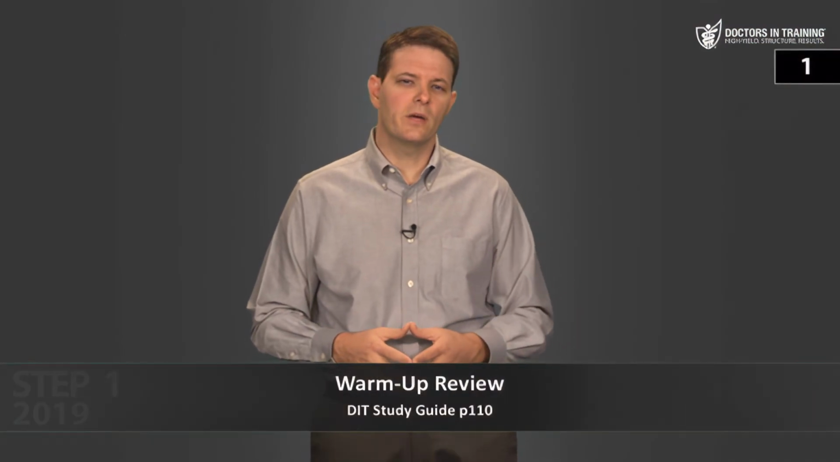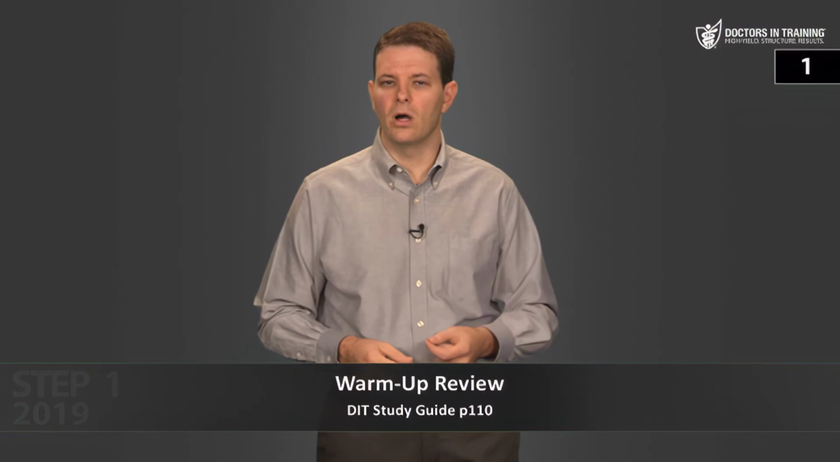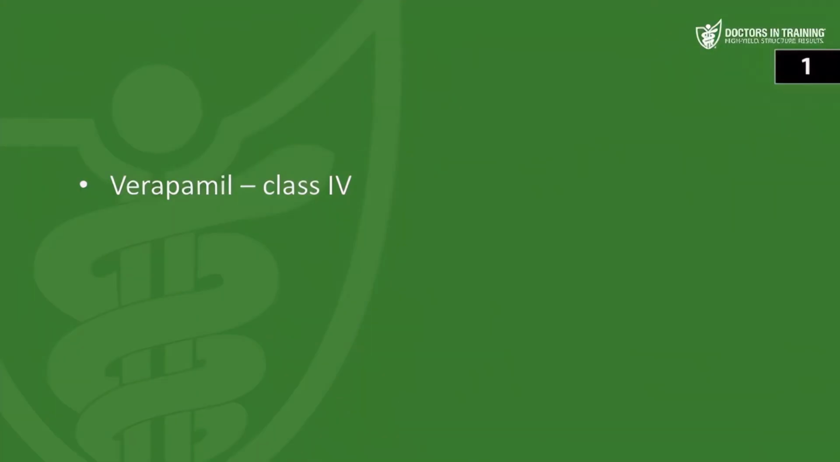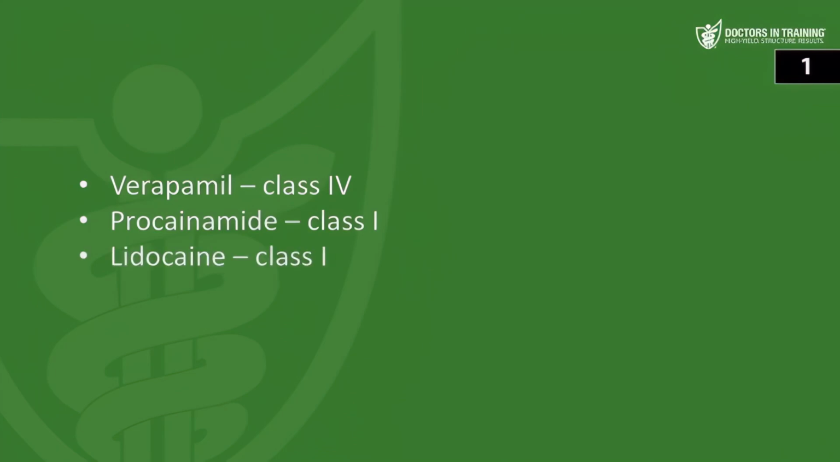Let's go over the warm-up review. First question, to which class of antiarrhythmics does each of the following agents belong? So we have verapamil, which is a class 4 antiarrhythmic, a calcium channel blocker. There's procainamide, which is a class 1, lidocaine, which is another class 1, and diltiazem is another calcium channel blocker, so it's also class 4.